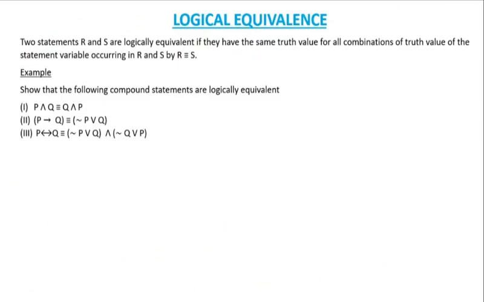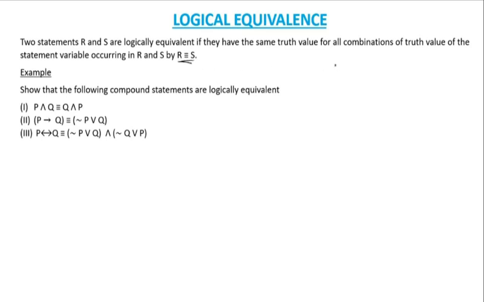So what is logical equivalence? Let's consider two statements R and S. They are said to be logically equivalent if they have the same truth value for all combinations of truth values of the statement variables occurring in R and S, denoted by R triple bar S. Okay, so what do we mean by this?